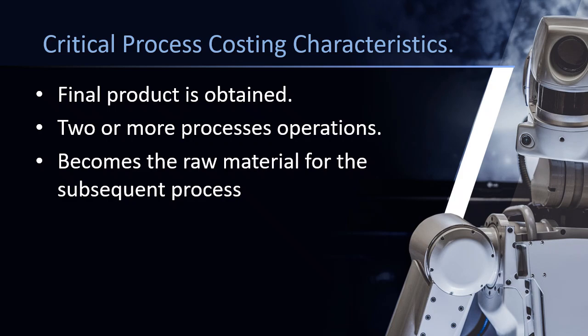Third, output becomes the raw material for the subsequent process. The output of one process becomes the raw material of the other process. The process of this chain continues until the final goods are realized and dispatched to the warehouse.